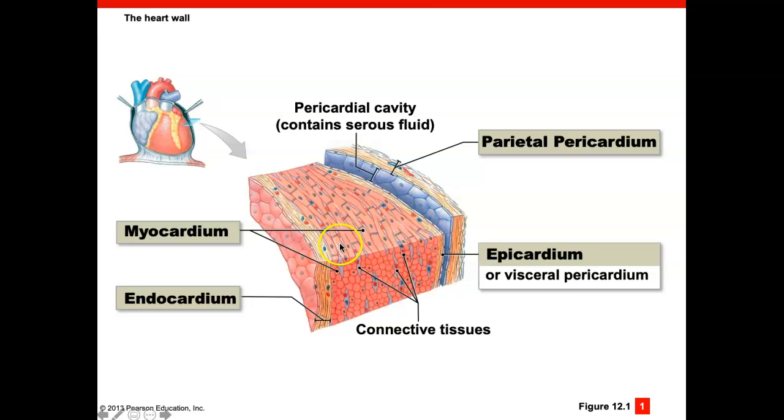Now the walls of the heart contain prefixes that you recognize at this point: endo, myo, and epi. Endo is the innermost lining of the heart. The myocardium is all this muscle, and then the epicardium is the outermost layer. And in actual fact, the epicardium is the same structure as the visceral pericardium. So the outer wall of the heart is the same structure as the inner covering of the heart. A little bit confusing.